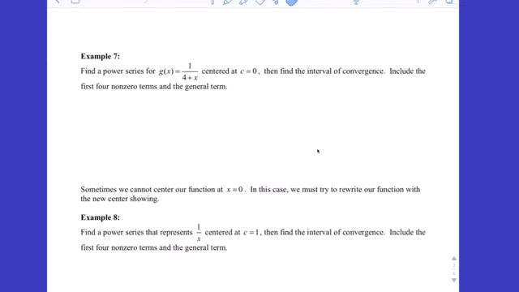All right, so we are on example 7. We are in the process of recognizing geometric series and then modifying that known series to create other series so that we don't have to do as much work. Let's do example 7 very quickly here.